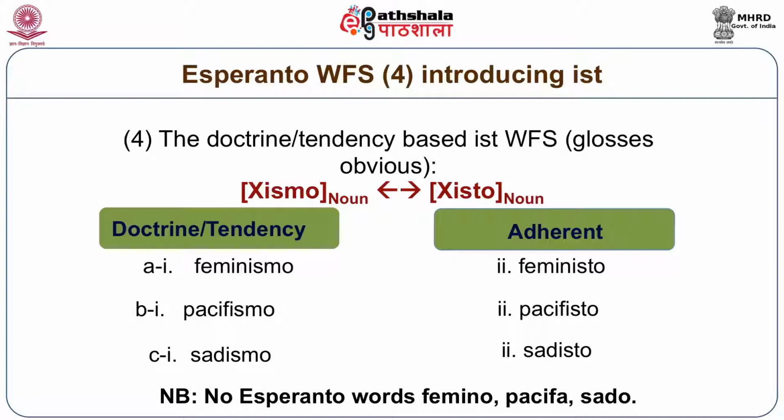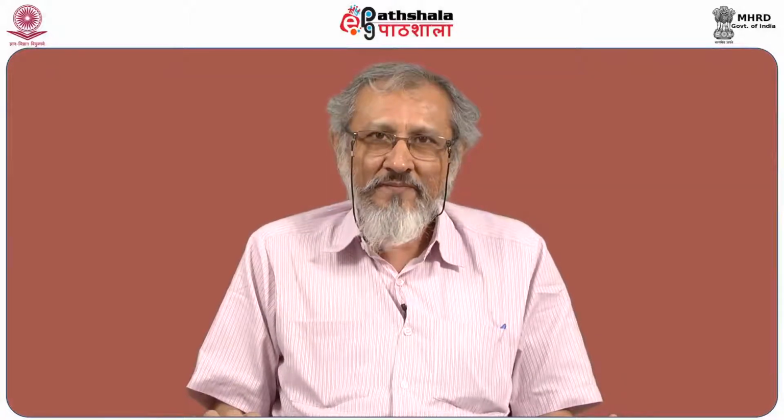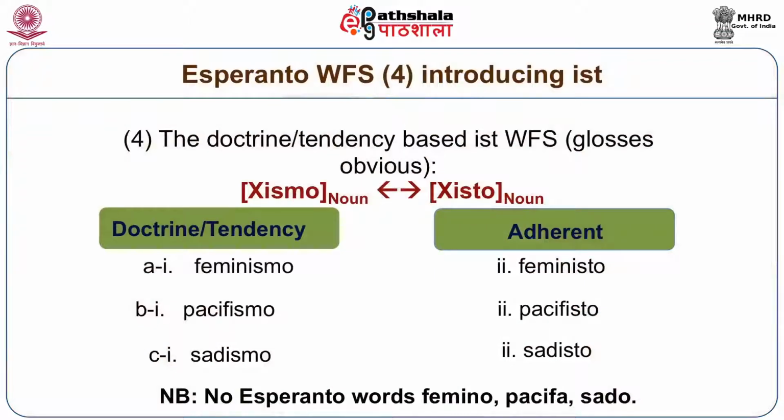Notice that this is compulsory because in Esperanto, the piece that remains when you take out the ismo from feminismo, pacifismo, sadismo, which would be femin, pacif, and sad, has no existence at all. In Esperanto, it is possible to form ism words as in English by attaching ism to an already existing word. But these are not existing words in Esperanto. Sad has no existence, pacif has no existence, and femin has no existence. So the whole thing for the isto depends entirely on the ismo words. So it's an ismo-isto traffic.